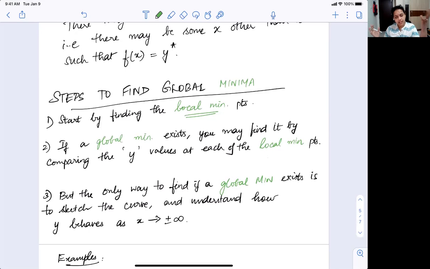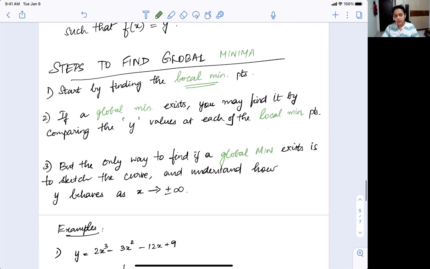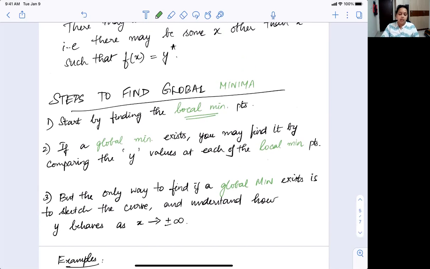But is that enough? Is it enough if you just look at all the local minimum points? That is actually not enough, because the only true way to find if a global minimum exists is to actually sketch the curve and try and understand how the function behaves, how y behaves as x approaches plus infinity or as x approaches minus infinity. So we just have to sketch the curve and understand the behavior of the function. So these are the systematic steps that one will take to find the global minimum. Let us look at a couple of examples to see how to go about this.